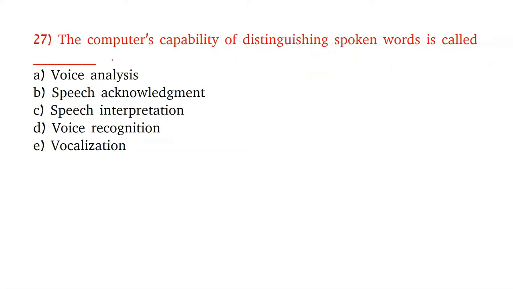27th question. The computer's capability of distinguishing spoken words is called dash. A. Voice analysis. B. Speech acknowledgement. C. Speech interpretation. D. Voice recognition. E. Vocalization. The correct answer is D. Voice recognition.